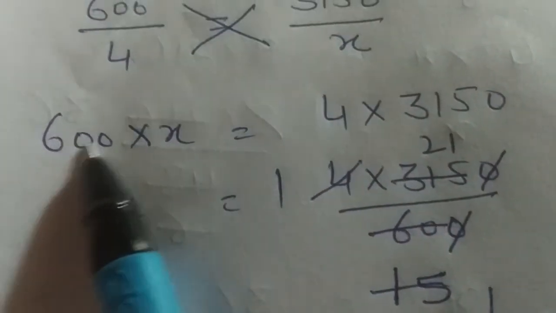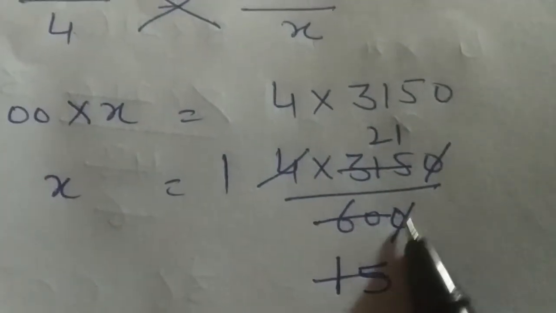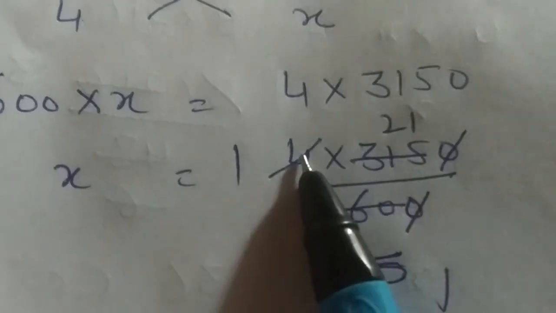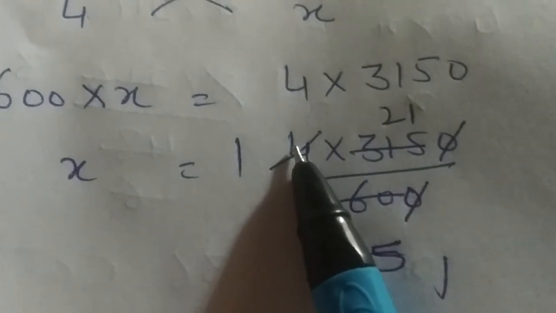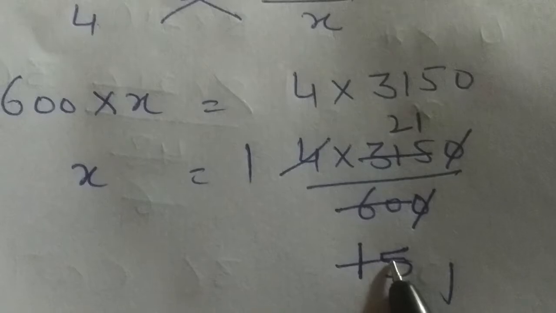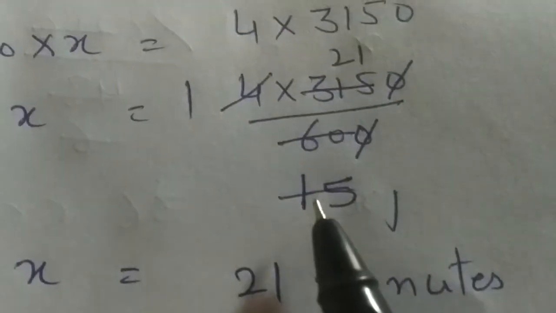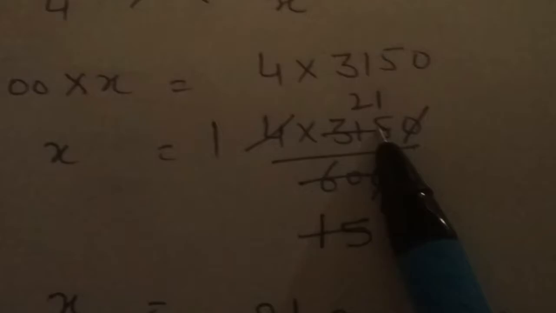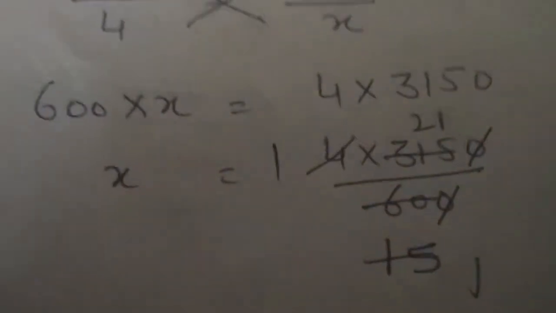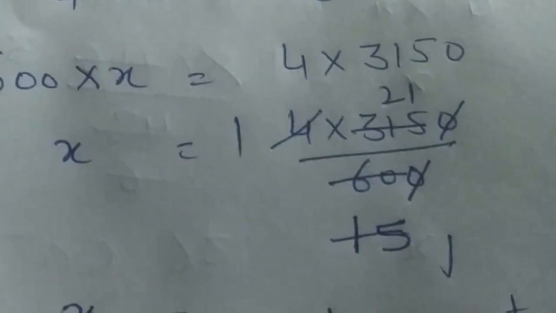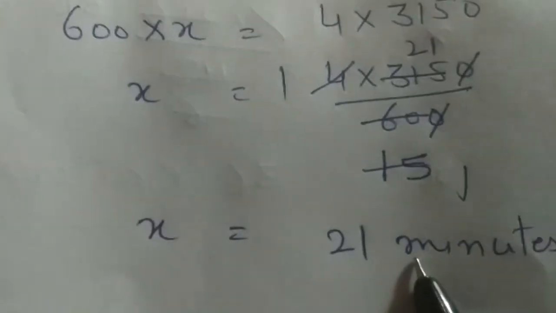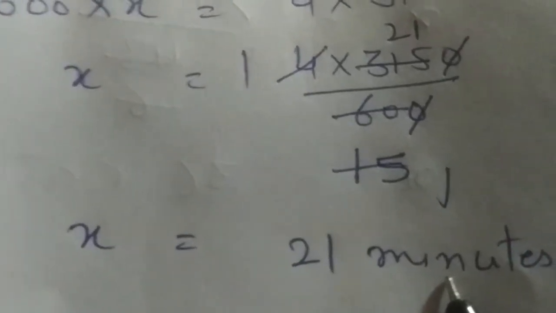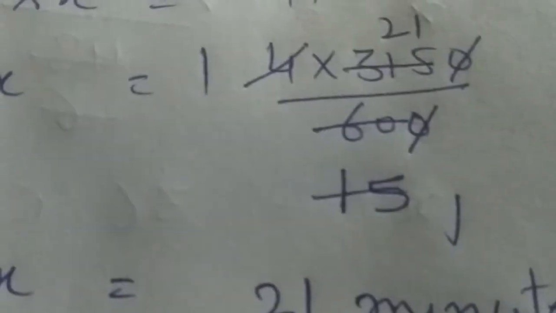When you bring 600 here and cancel this 0 with this 0, 4 ones are 4 and 15 fours are 60. Then at the table of 15 you will reduce 315 by cutting, and get 21. x is equal to 21 minutes. It means the required time is 21 minutes.